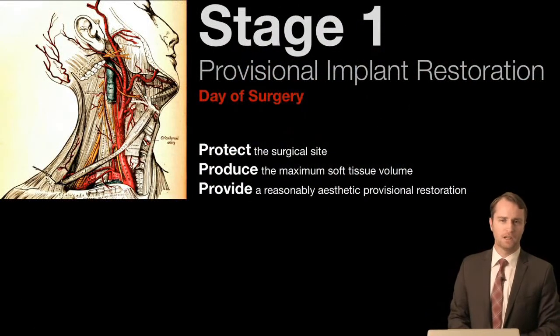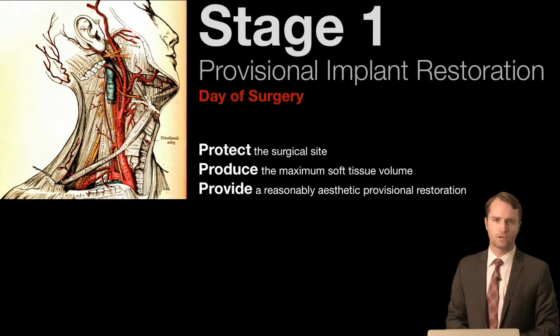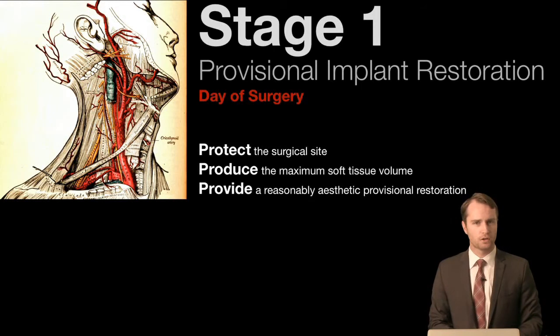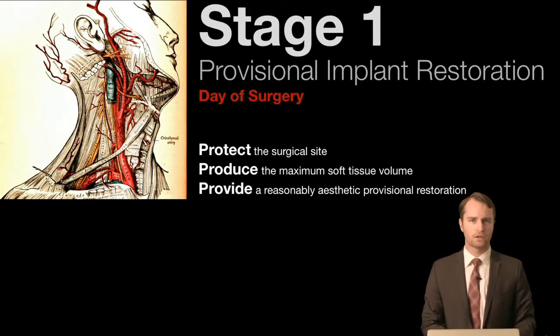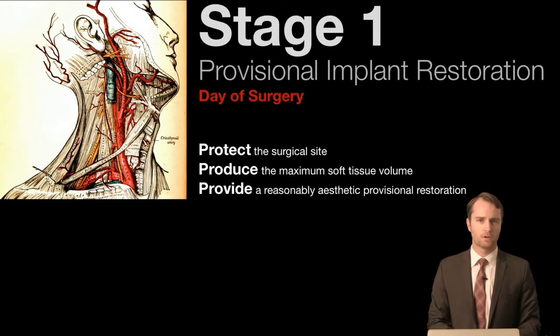Stage 1 of the immediate implant provisional restoration of the screw-retained type. As I mentioned, our primary goal here is to protect the surgical site. I like to inform the patient that with this provisional restoration, we will be able to provide them with a reasonable aesthetic outcome, but in the initial stages, we may have some compromises with the embrasures or with the length of the tooth form.